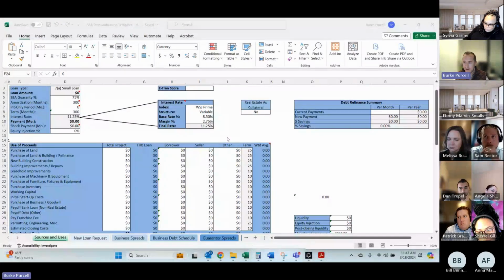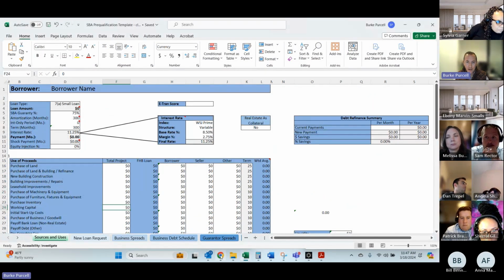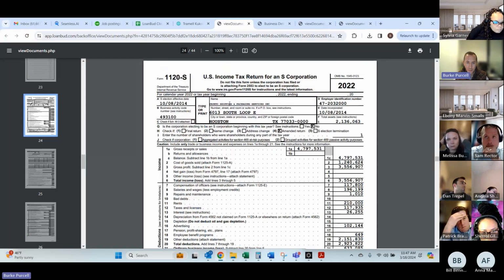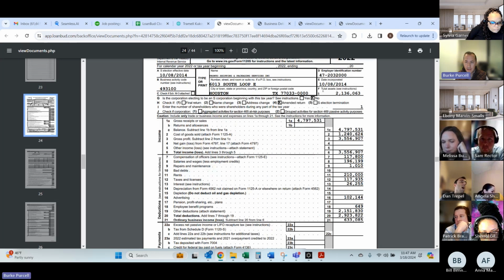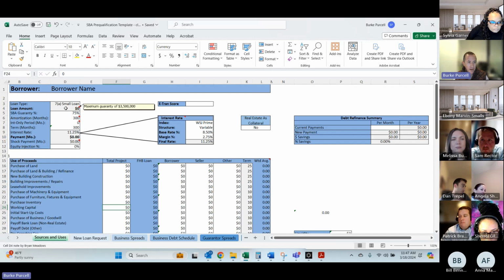So everyone, pay attention. This is how you spread a file globally, okay? This is a live deal for a company called Pronto Shipping and Packaging Services. What I'm going to do is spread the most recent business tax return and the most recent personal tax return, in the interest of time, to come up with a debt service coverage ratio for the business and globally.